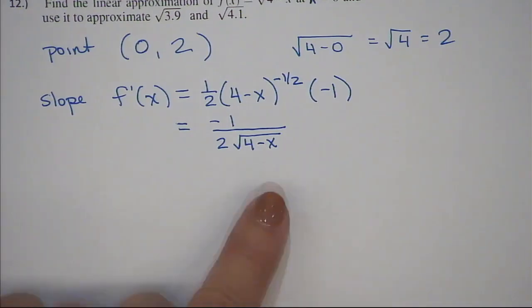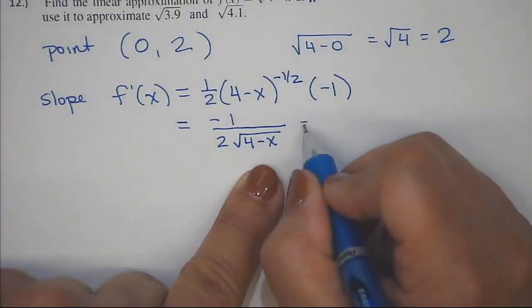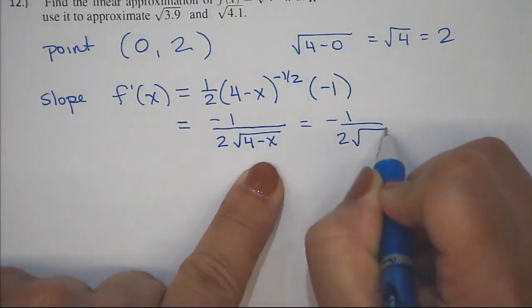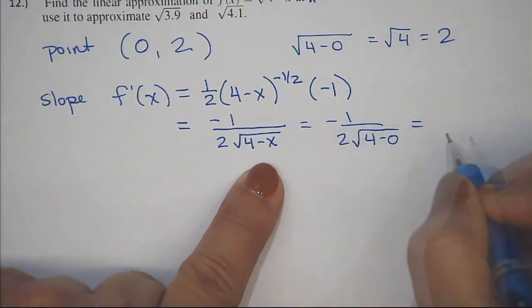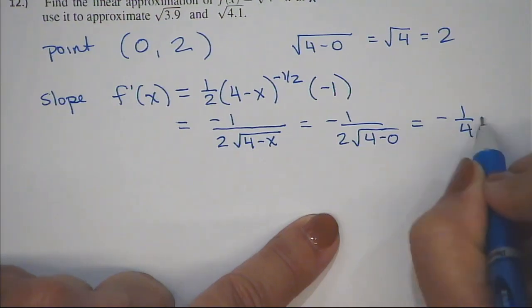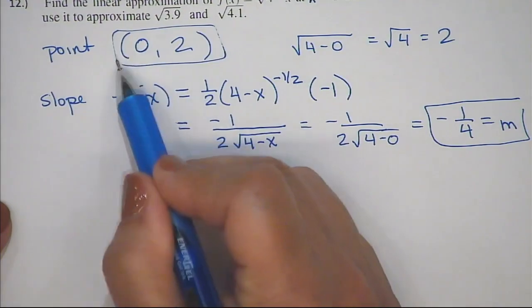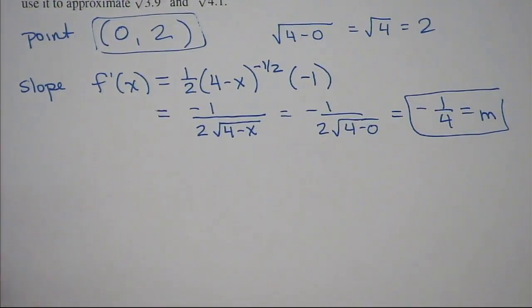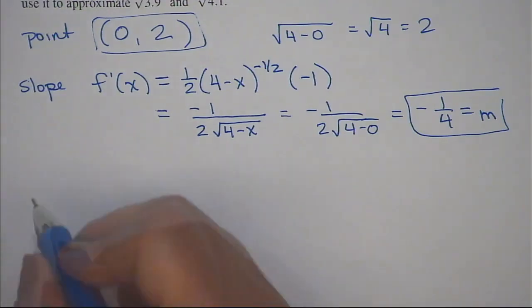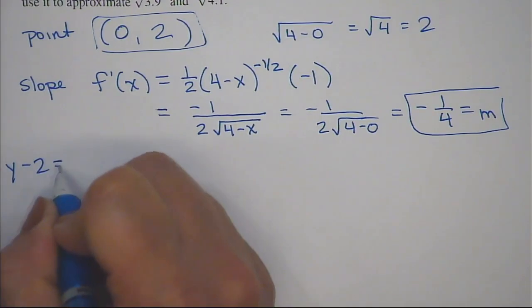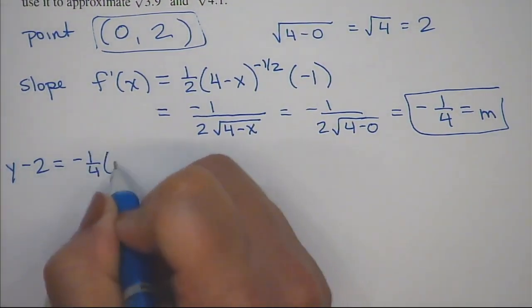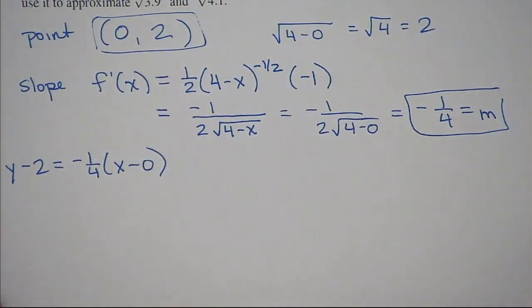All right, so we plug 0 into here. We get square root of 4, which is 2 times 2, so -1/4. So there's your slope. We got our point up here. Now we're going to write our equation, our linear approximation. Okay, so y minus 2 equals -1/4 times x minus 0.